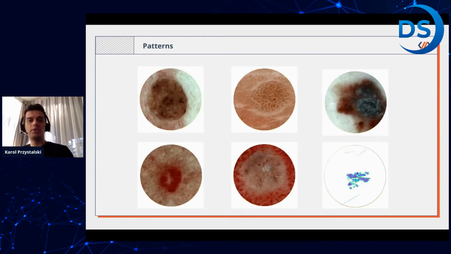Here I have some examples. This, for example, is a brain pattern. Here's the blue veil pattern. That's a pattern that is specific for a super advanced cancer. It's kind of a blue-gray here in the middle, as you can see. It means that the cancer is really deep in the skin.